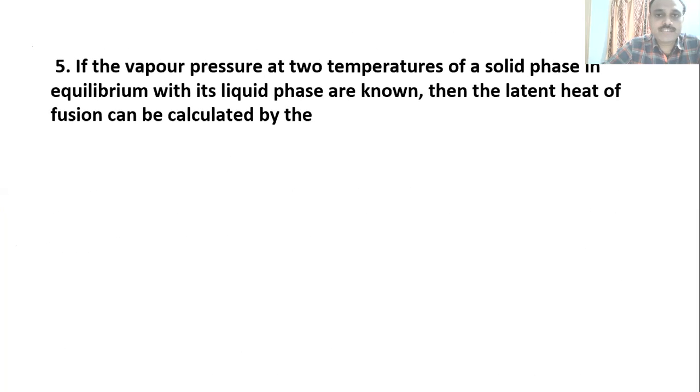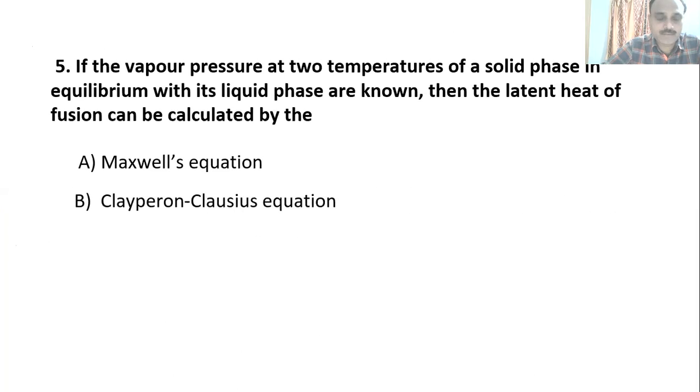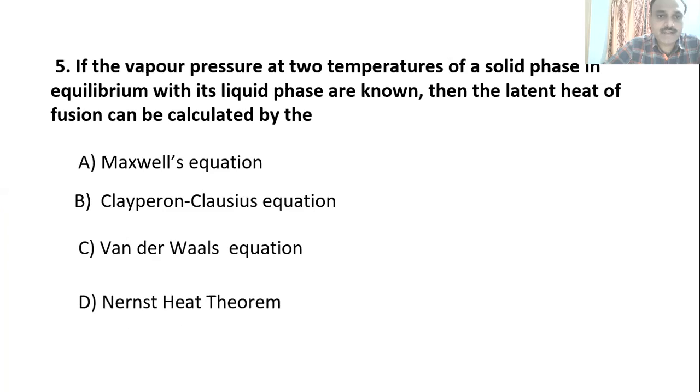If the vapor pressures at two temperatures of a solid phase in equilibrium with its liquid phase are known, then the latent heat of fusion can be calculated by Maxwell's equation, the Clapeyron-Clausius equation, the van der Waals equation, or the Nernst heat theorem. Okay, you know, when there is a change of phases between two temperatures, it should be the Clapeyron-Clausius equation. Option B is the correct option.